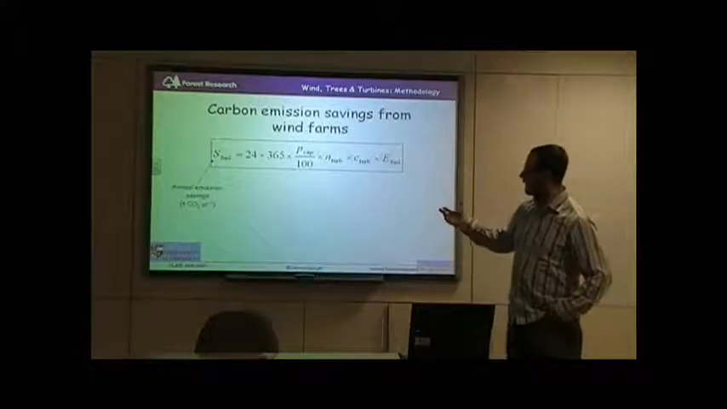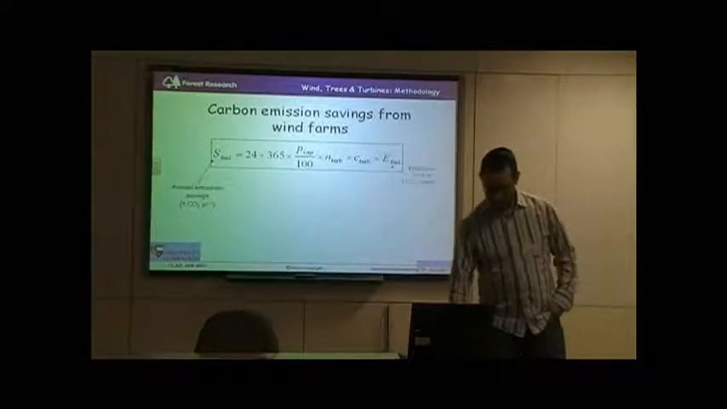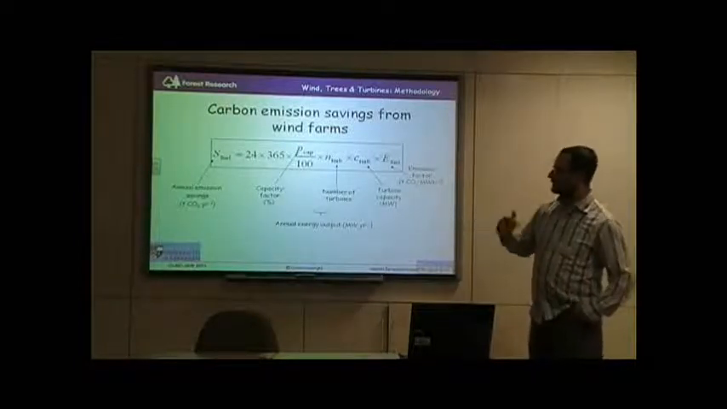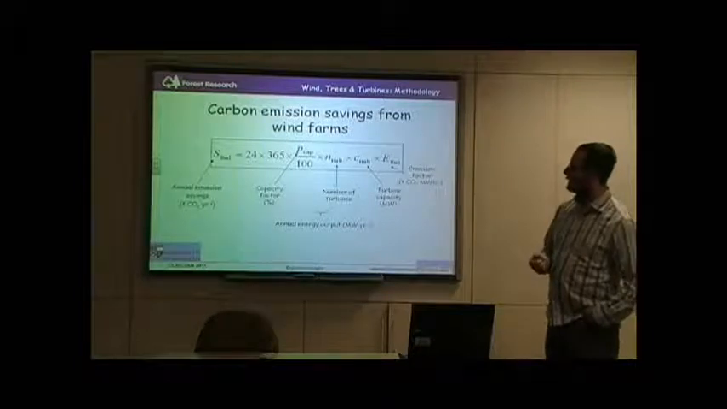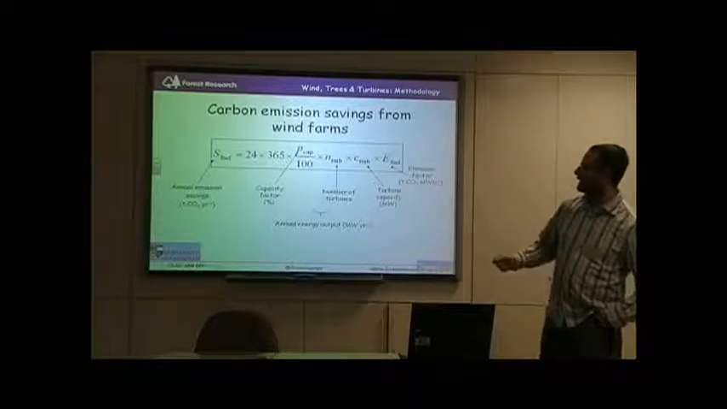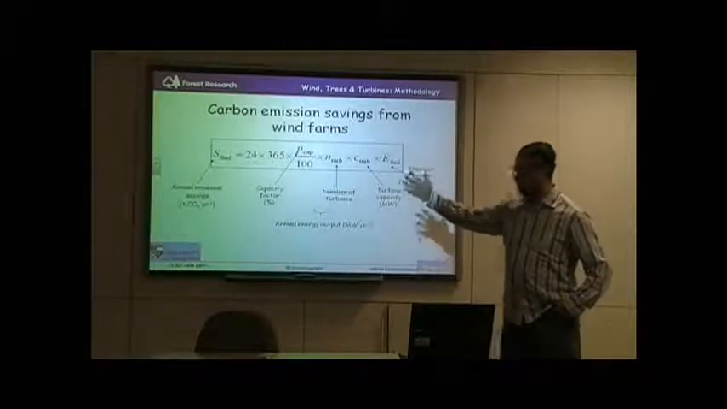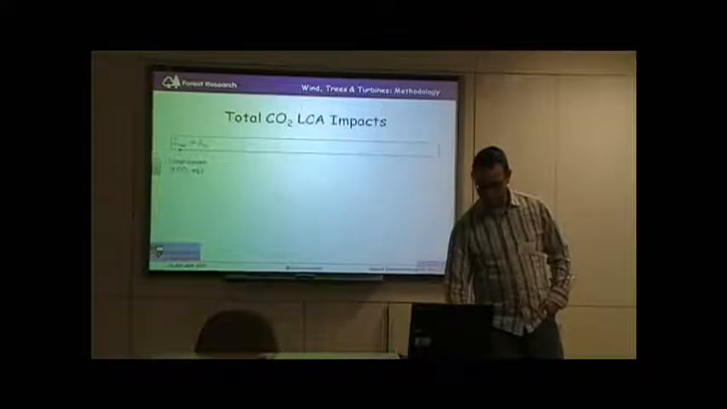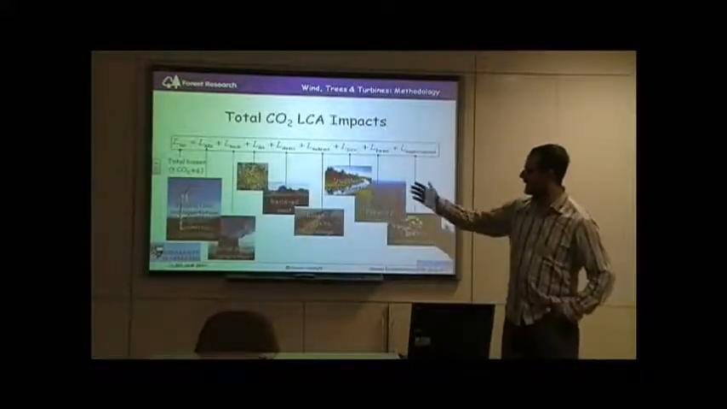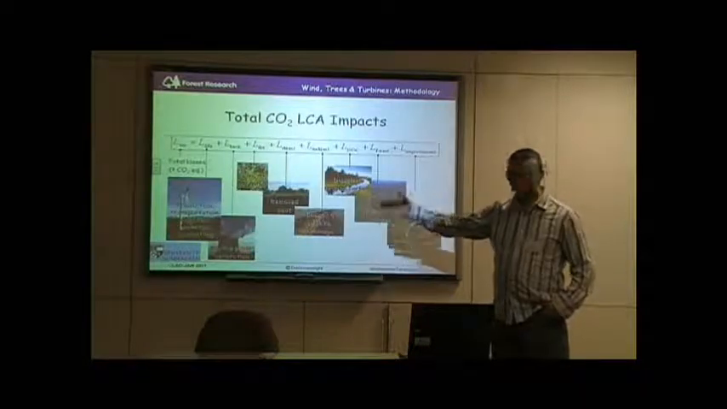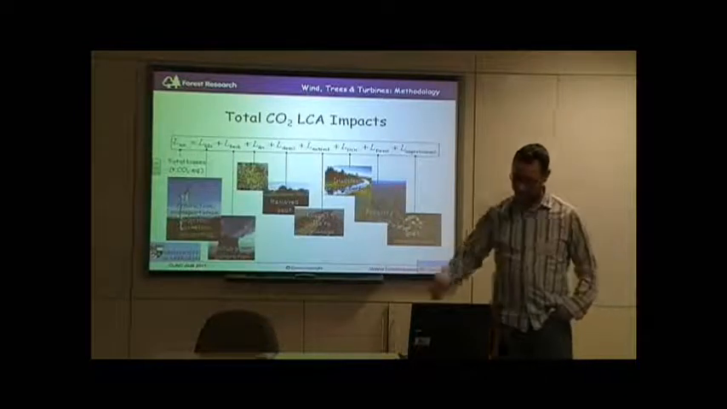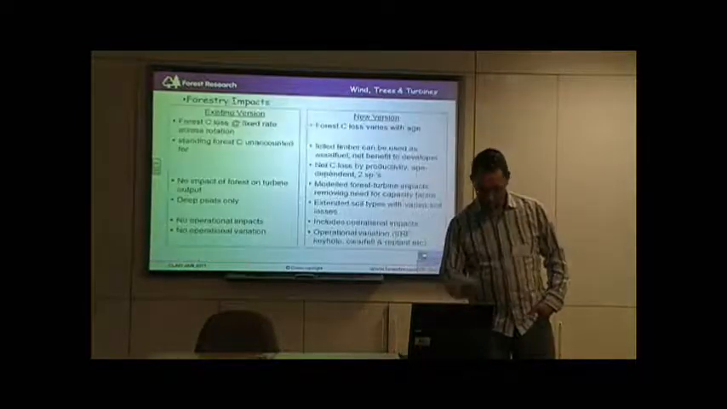Now, the original calculator that Joe put together, I'm sure most of you in the audience have seen this, looked at the annual emissions savings offset against carbon-intensive fuel sources for a site with a given capacity factor. It looked at all of the various processes that you had to account for in that LCA style analysis.